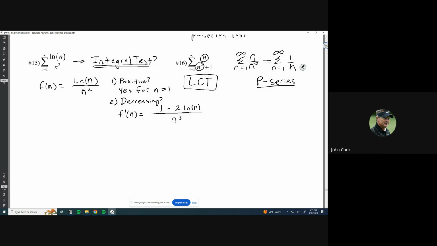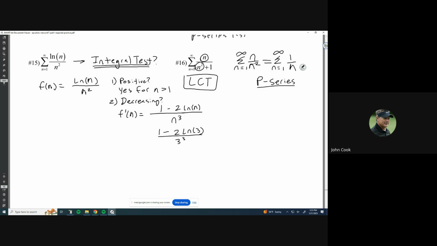Well, yeah, so let's see here. I don't think that this is always going to be decreasing, but it'll be decreasing for a lot of the n's. If I plug in 1, for example, it'll be 1 minus 2 times 0 over 1, which is positive. And even 2, I think, natural log of 2 over 2 factorial, so 2 to the 3rd, so 8. Yeah, I think that's still going to be positive, but once it hits 3, it'll start to be negative overall.